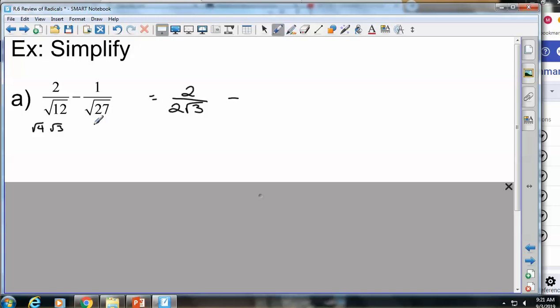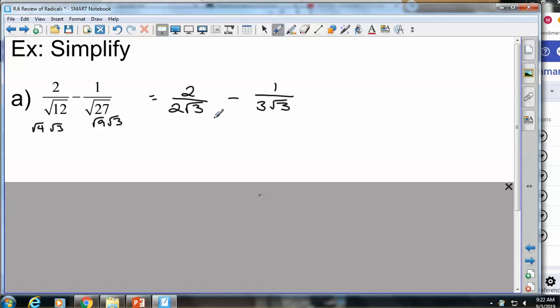Minus, what do we break 27 into? Square root of 9 is 3. Okay. What do you want to do next? We can't combine because we have a 2 radical 3 and a 3 radical 3. So the whole equation is the same. Yes, the whole thing is the same.